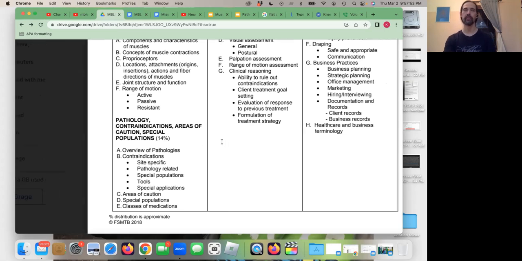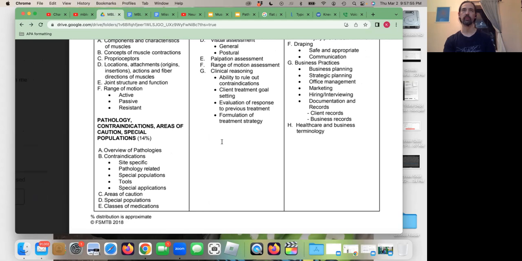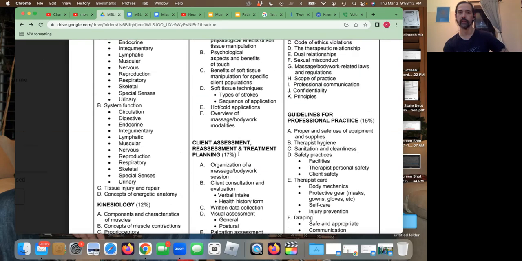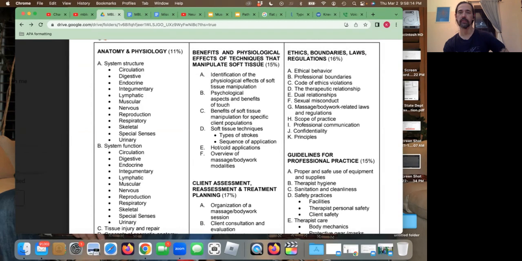That's like, how do you treat someone? What do you look out for in someone who has a cardiovascular condition and is taking beta blockers compared to warfarin? I'm blanking, but anyway, you get the idea. And then benefits and physiological effects of techniques that manipulate soft tissue. That's like, what technique does this immediately to the body, and how does the body react to that technique? That's called mechanical effect and reflexive effect. We'll go over all that later.